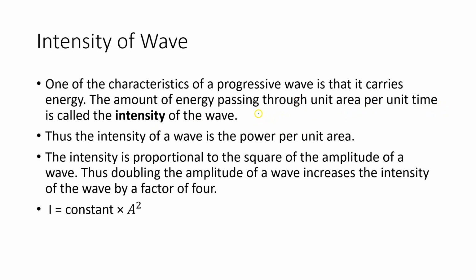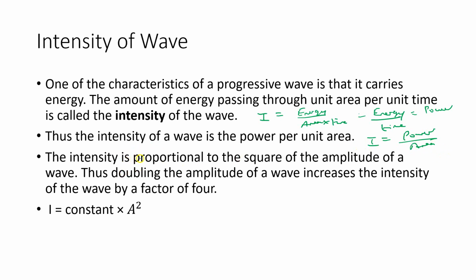But we can do this now. So intensity is essentially equal to energy divided by area times time. But we know that energy divided by time is equal to power. So for argument's sake, we could also say that the intensity of a wave is the power per unit area. So if you want to find the intensity, you need to know the power divided by the area. So that's what it really means.